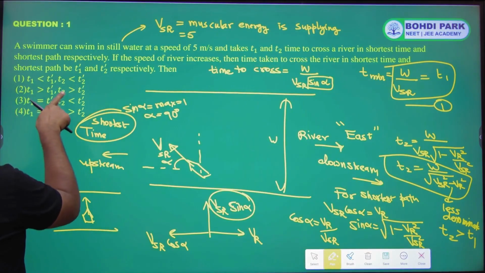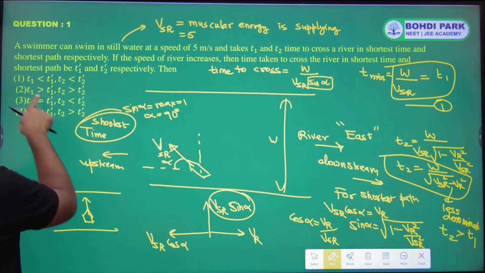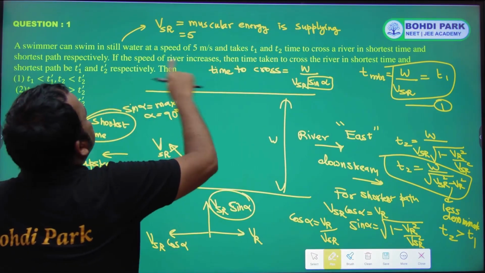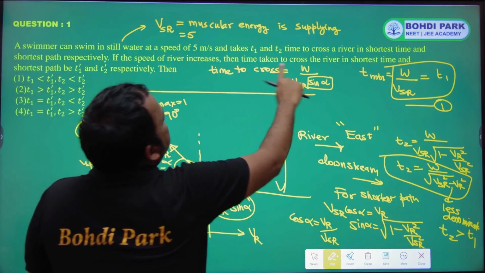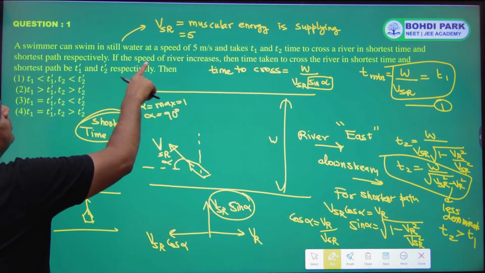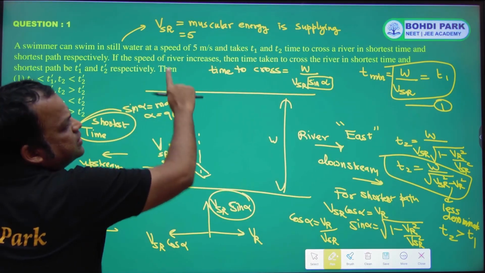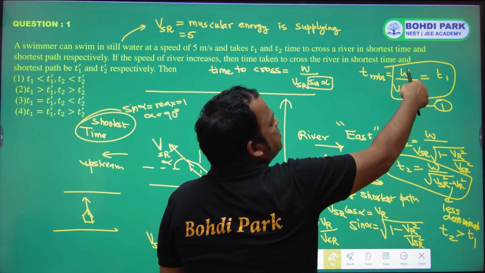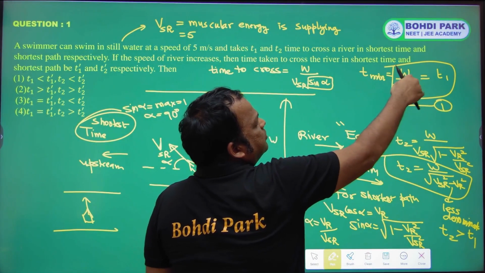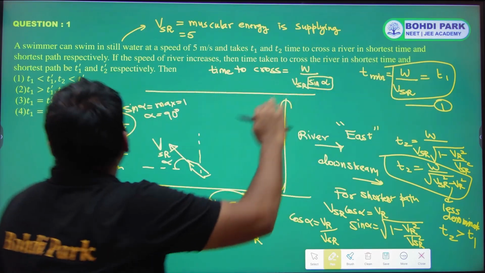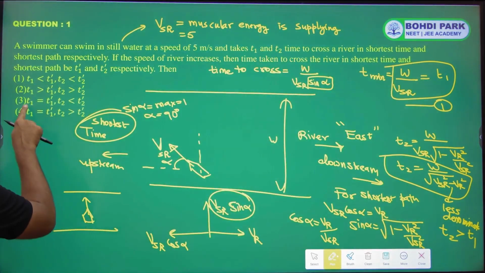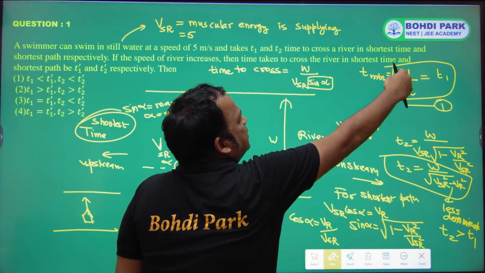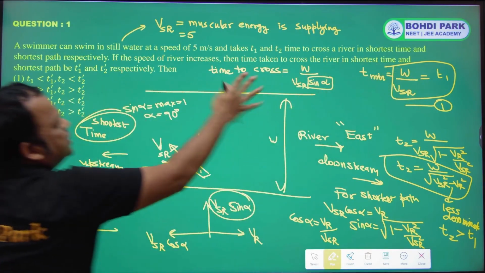So we have the option. Okay, we have to compare T1 and T1 dash. Now in the second case, the speed of river increases. So you see this minimum time does not depend on speed of river. So it will be equal. T1 is equal to T1 dash, because you see VR is not there in the formula. So no change in T1.